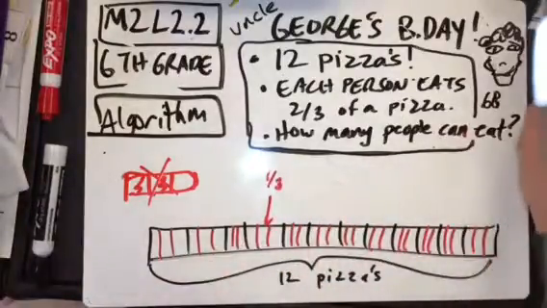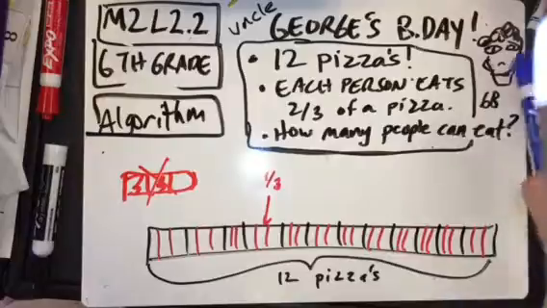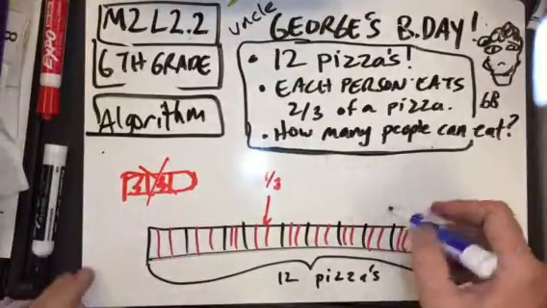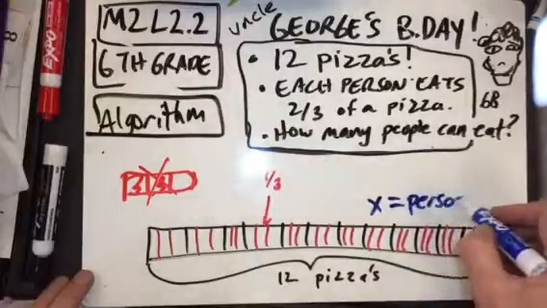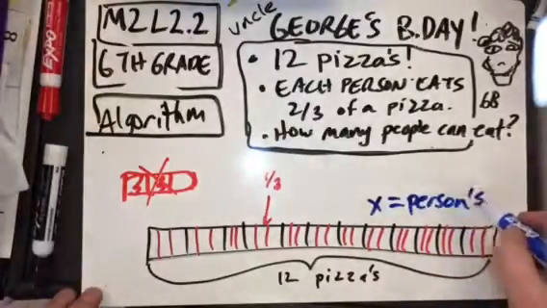So I can now take my model and figure out how many people there are. I'm going to use x's for people. So an x will equal a person. A person's portion.